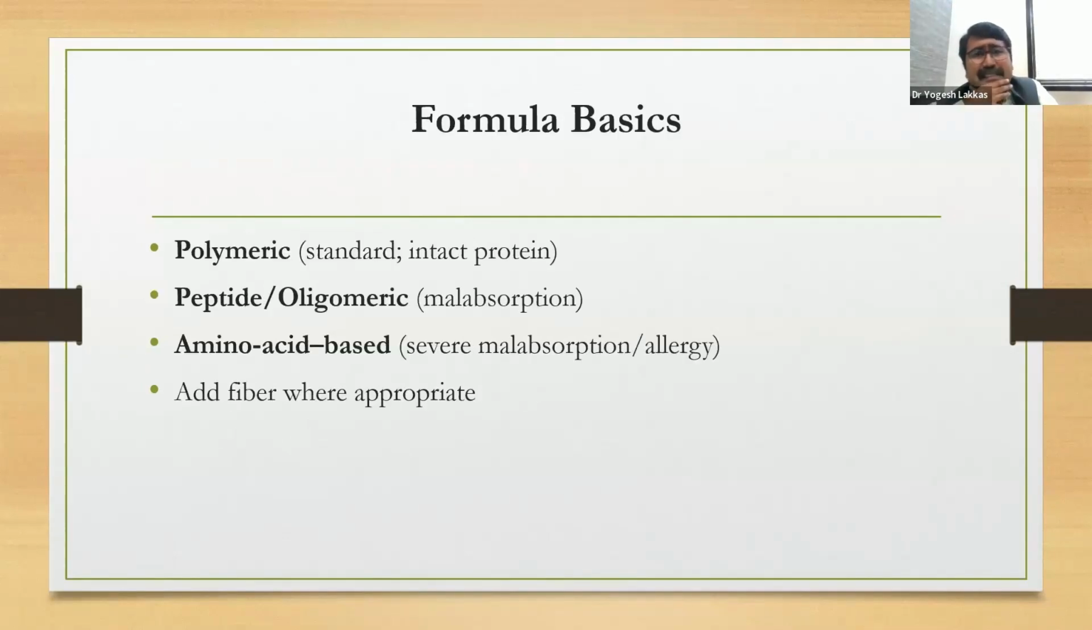Then formula basics: polymeric, that is standard intact protein, that we use commonly. Then there can be peptide or oligomeric proteins that will be helpful in malabsorption. Then amino acid based formulas in very severe malabsorption or allergy. Add fiber wherever it is appropriate.